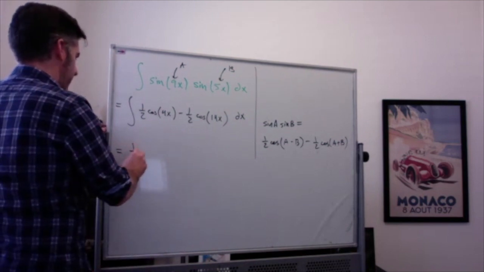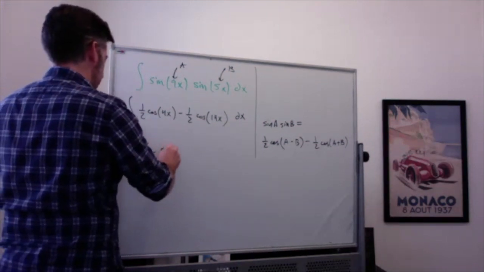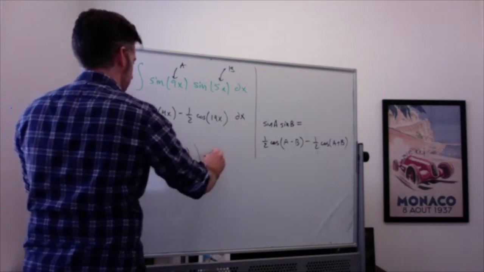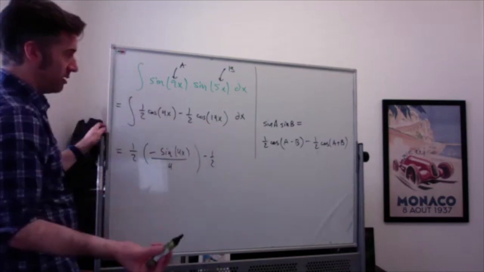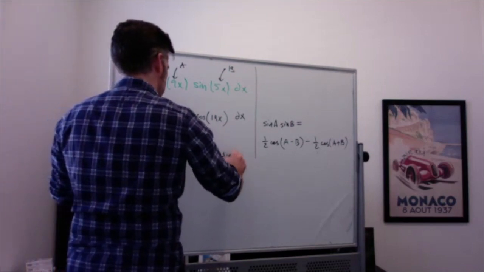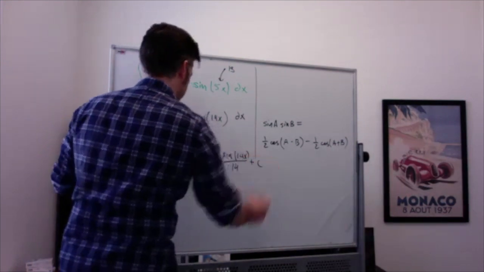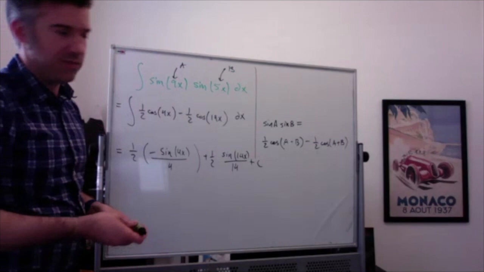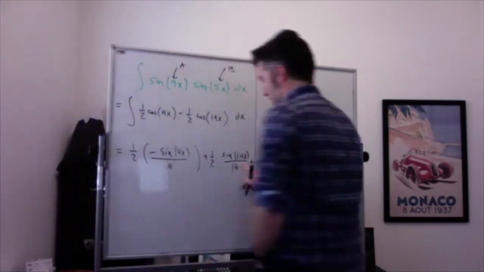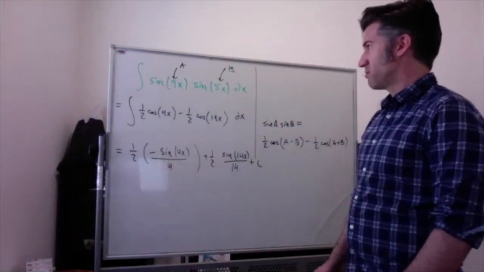So we get 1/2. The integral of cosine is sine, so you get sine of 4x over 4, minus 1/2 sine of 14x over 14. And then you could probably do a little simplifying. I don't think you would, but you could. It could be sine of 14x over 28 minus sine of 4x over 8.